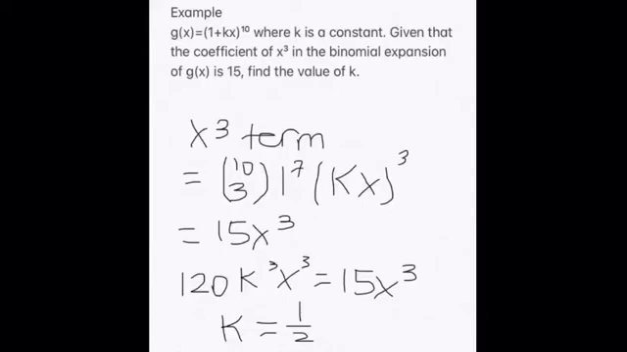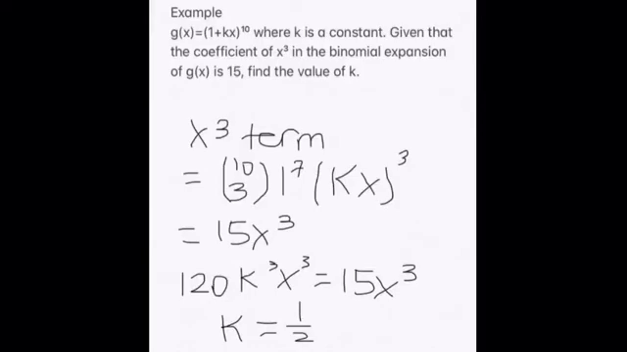So we know that it's 10 choose 3 times 1 to the power of something times (kx) to the power of 3. And you know that the power of 1 and the power of kx would add up together to give us 10. So 10 minus 3 is 7, so it's 1 to the power of 7. But we don't really care what power 1 is to, because whatever power 1 is raised to, it gives us the same number, which is 1.